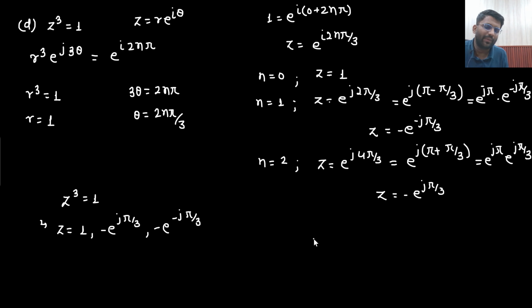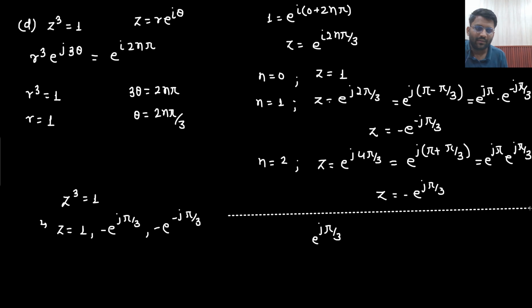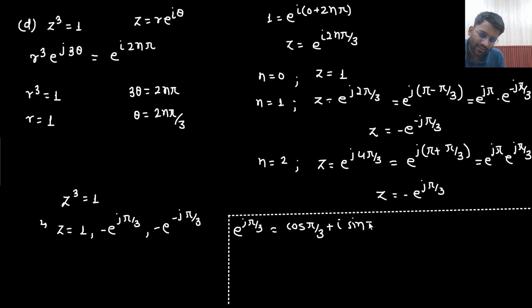Now can you solve e to the power j pi by 3? What is e to the power j pi by 3? I am just solving it. So e to the power j pi by 3 is cos pi by 3 plus iota sin pi by 3. So cos pi by 3 means cos 60, that is 1 by 2.